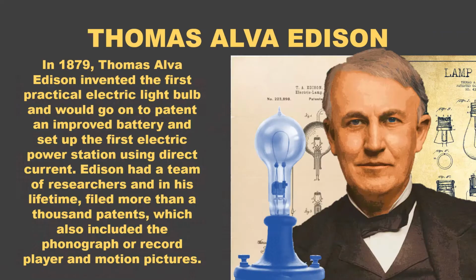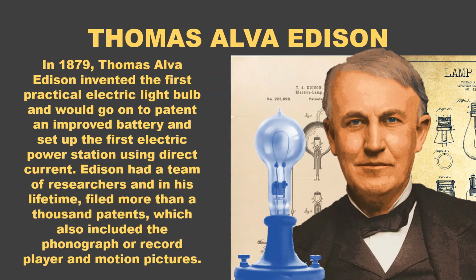In 1879, Thomas Alva Edison invented the first practical electric light bulb, and would go on to patent an improved battery and set up the first electric power station using direct current. Edison had a team of researchers and in his lifetime filed more than 1,000 patents, which also included the phonograph or record player and motion pictures.